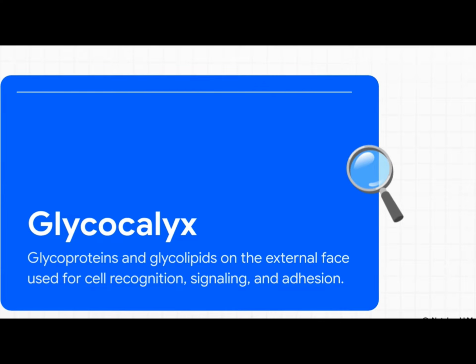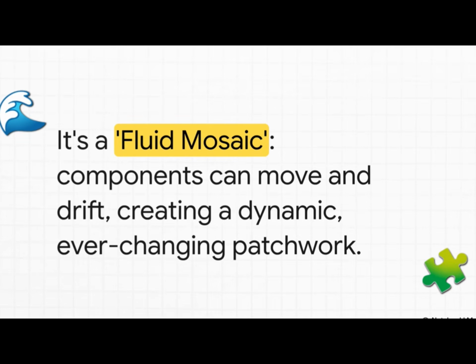And a perfect real-world example of this is your blood type. The A, B, and O antigens that determine your blood group are just different carbohydrate chains on the surface of your red blood cells. So why do we call it a fluid mosaic?